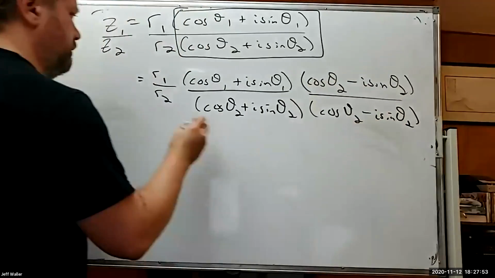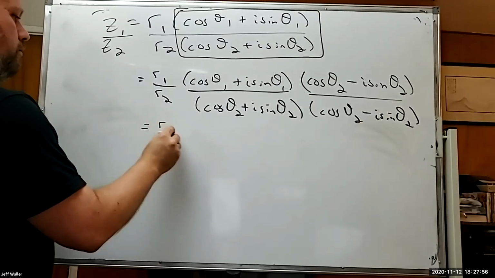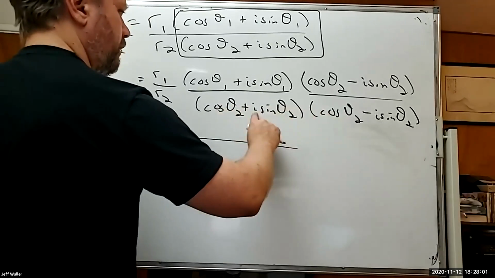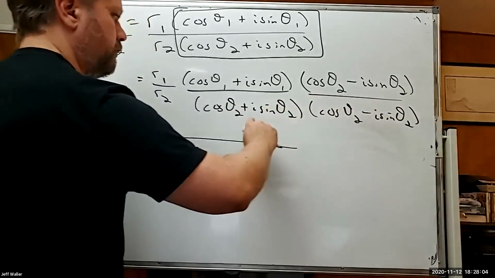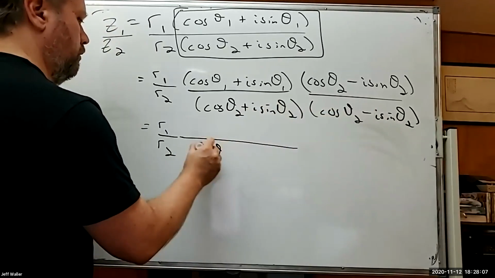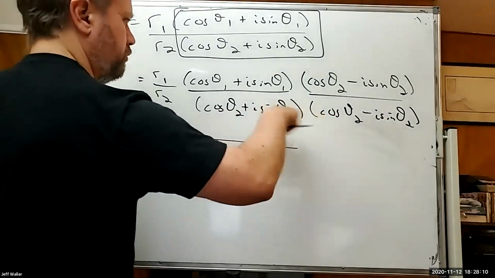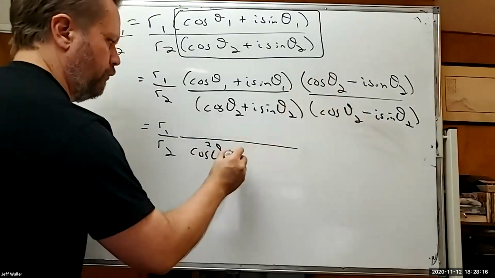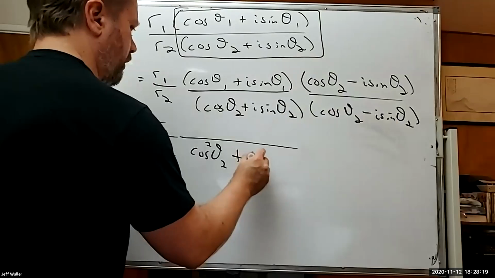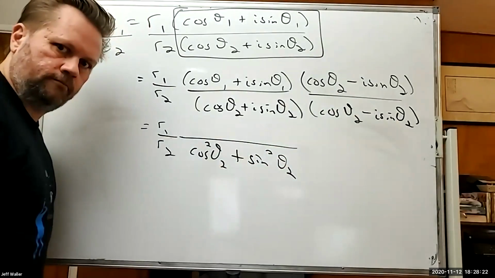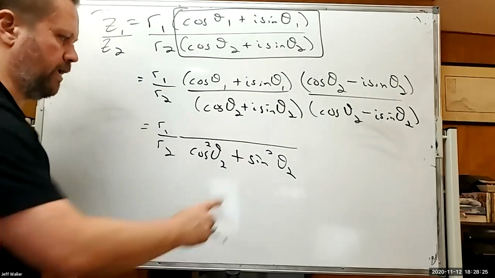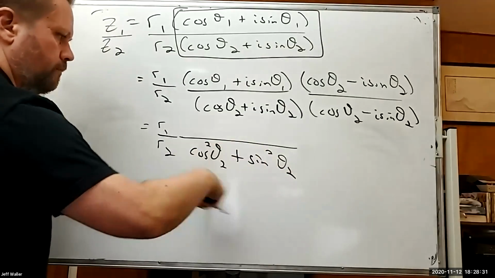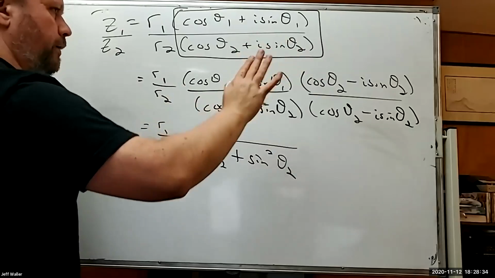So let's look at the bottom, because that's a little bit easier to handle. Bottom is sort of set up to work nice. The reason we use the conjugate is so the middle terms cancel. So you get cosine squared theta 2, middle terms cancel, minus i squared, which becomes plus, because i squared is -1, sine squared. That's beautiful, because the angles are the same. Therefore, this is equal to what? 1.